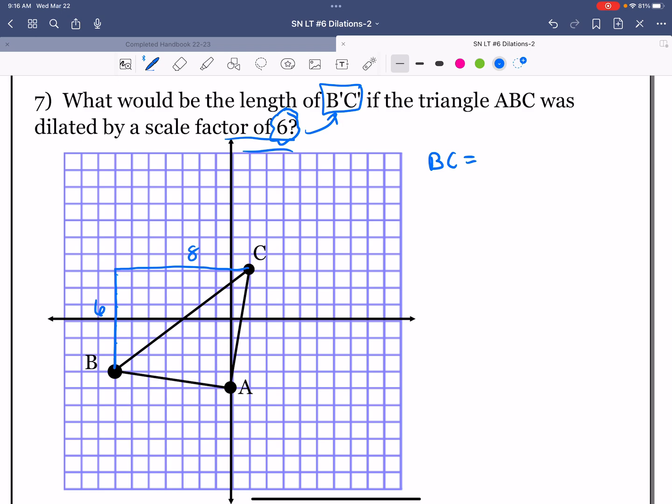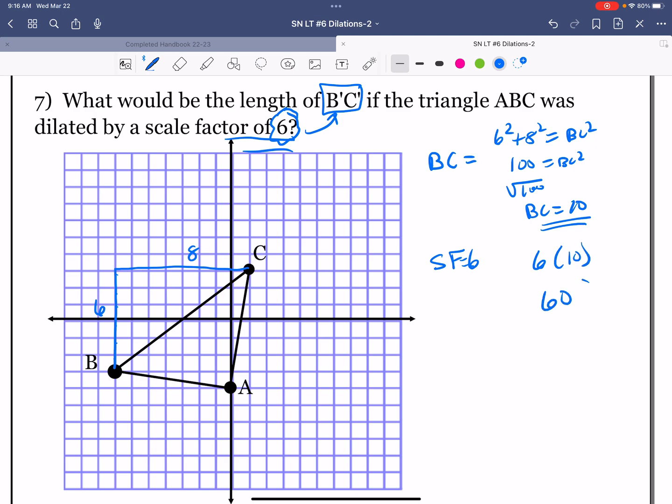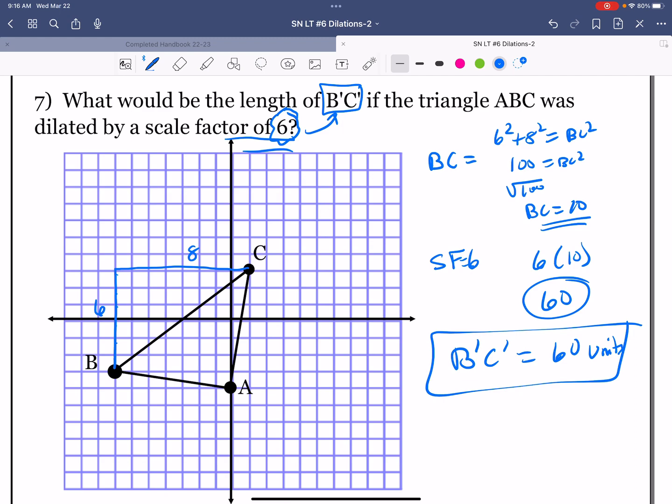So I get 6 squared plus 8 squared equals BC squared. So that gives me 100 equals BC squared. Square root of 100, that's 10. BC is a length of 10. This is actually a 3, 4, 5 Pythagorean triple. You can see that multiplied by 2 here. So what we've got, BC being 10, a scale factor of 6 says 6 times 10 will give us 60. So B prime C prime will be 60 units long. And you just apply your scale factor.